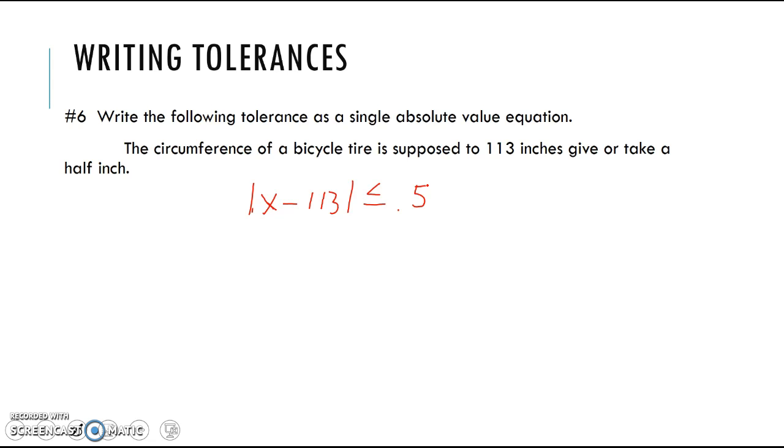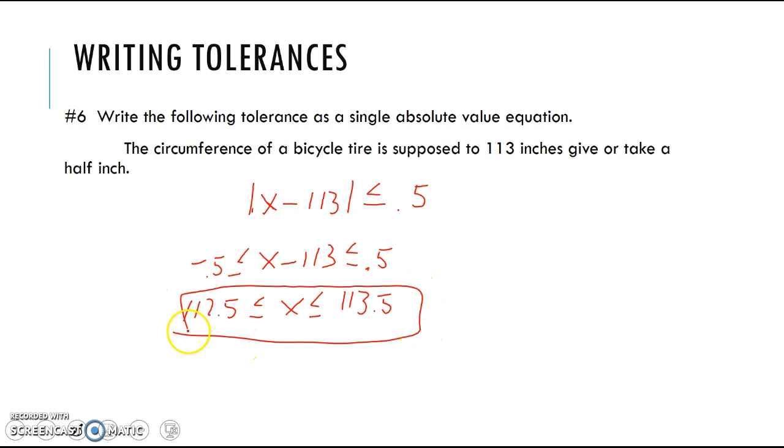The reason this works is because this means the same thing as x minus 113 is less than or equal to 0.5 and greater than or equal to negative 0.5. So when I add 113 to both sides, I'll have x is less than or equal to 113.5. That's the biggest it could be. And if I take 113 and subtract 0.5, well, I'm at 112.5. And so I'm looking at my bicycle tires that are within that range, which is described as an absolute value inequality like this. So those are the tolerance equations.